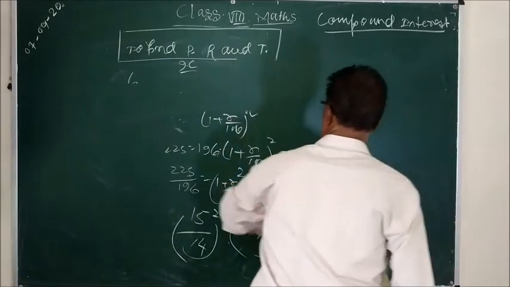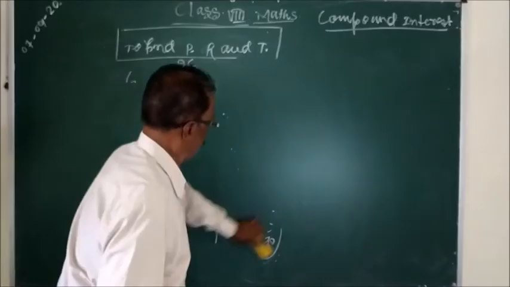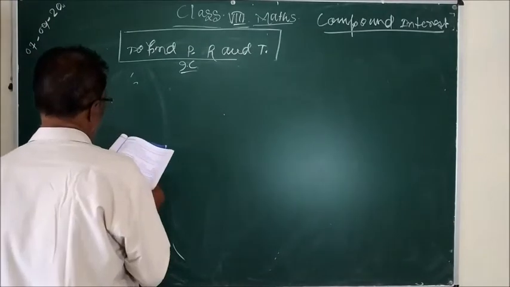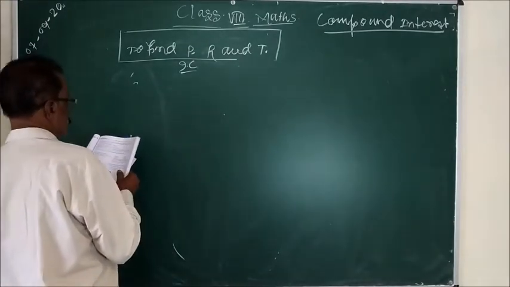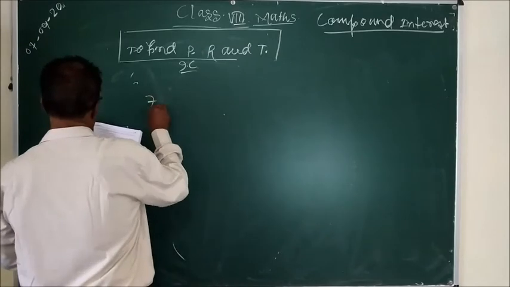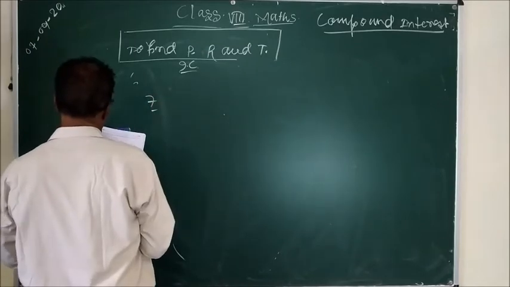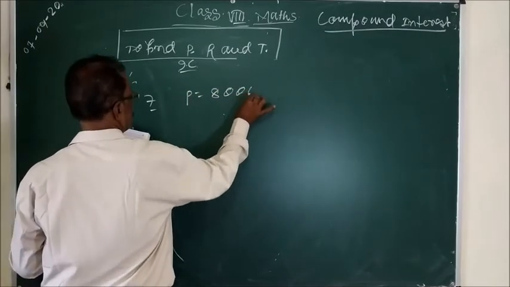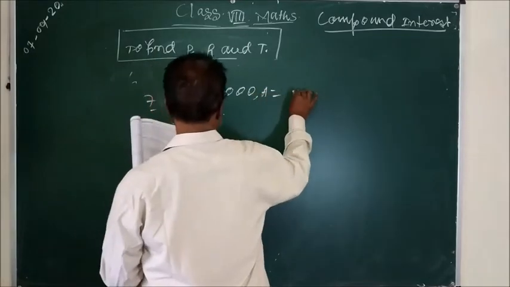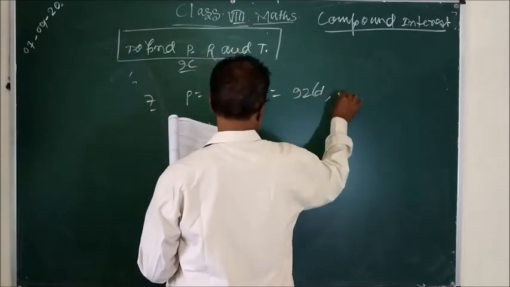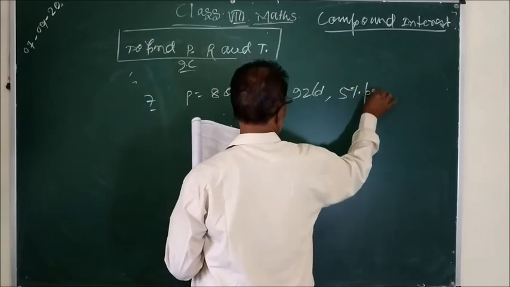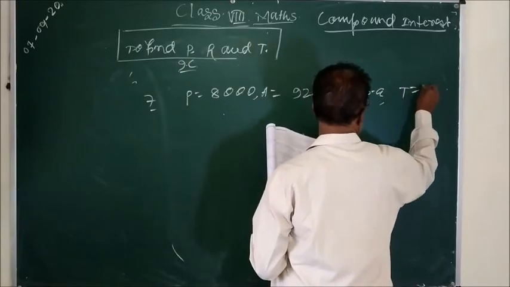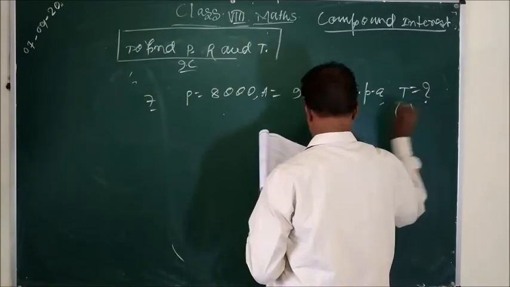And one question for time. How will you find time if not given in the question? So for this, you see the question number 7. Rupees 8,000 became 9261. This is the principal and this is the amount 9261 and rate of interest 5% per annum. And now you have to find time.